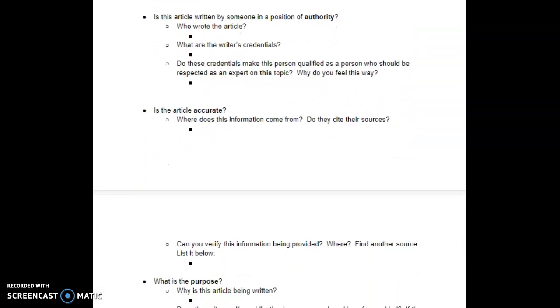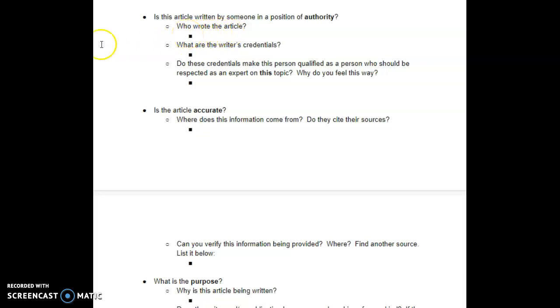The next question, is this article written by someone in a position of authority? Now, authority is an interesting term here, okay? And I'll circle back to that. Who wrote the article? So again, put the author's name in here. If there is no author, this is where this becomes a little tricky because how do we trust someone if we don't know where the information is coming from? Now, if the article is written again from an organization like the CDC or anything like that, then there's not often going to be an author again. So you would just put the organization, okay?